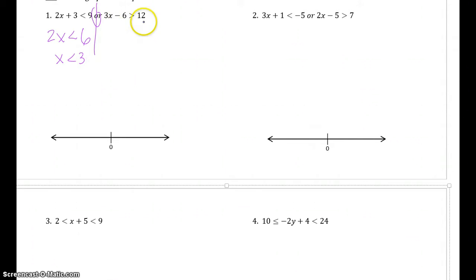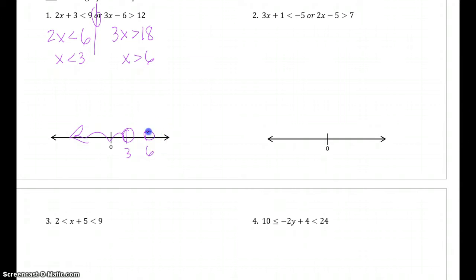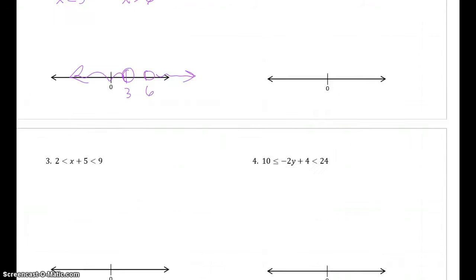For the second one, we're going to add 6 to both sides. We're going to divide by 3. We have x is less than 3, or x is greater than 6. So less than 3, greater than 6. And you can see they do indeed go in opposite directions. Number 2 would be very, very similar and look the same way. Let's look at 3.